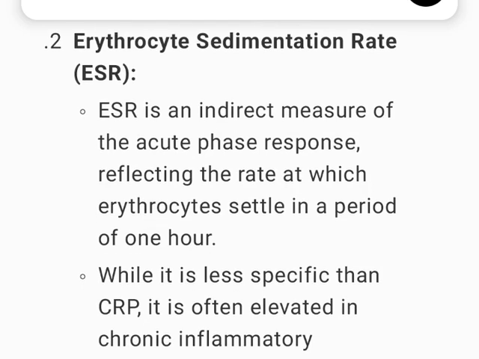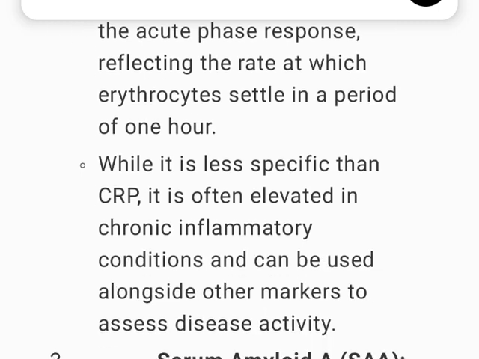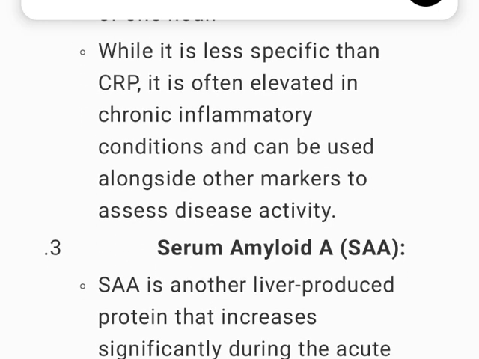2. Erythrocyte sedimentation rate, ESR. ESR is an indirect measure of the acute phase response, reflecting the rate at which erythrocytes settle in a period of 1 hour. While it is less specific than CRP, it is often elevated in chronic inflammatory conditions and can be used alongside other markers to assess disease activity.